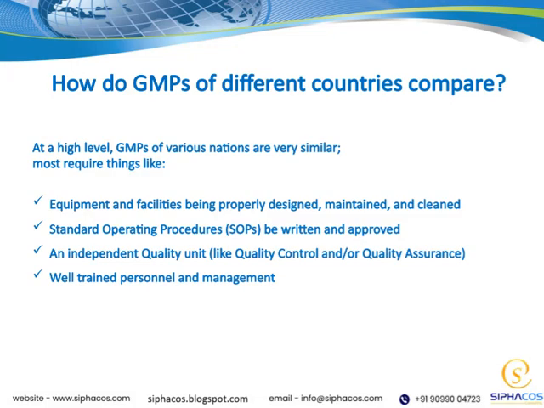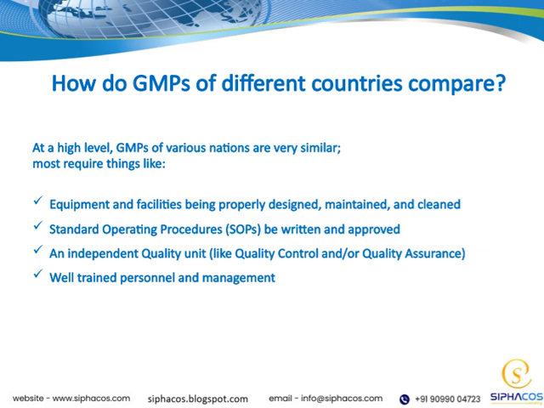At a high level, GMPs of various nations are very similar. Most of them require key elements such as properly designed, maintained, and cleaned equipment and facilities. This ensures that the manufacturing environment supports product quality and safety. Another common requirement is that standard operating procedures, or SOPs, are written and approved. SOPs help create consistency and accountability across the manufacturing process.